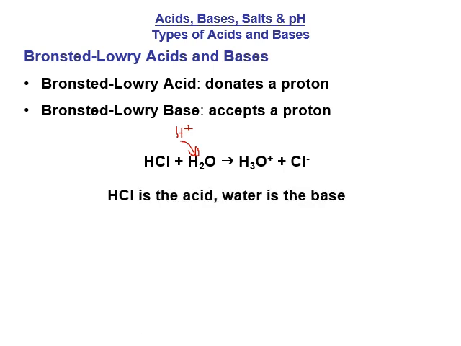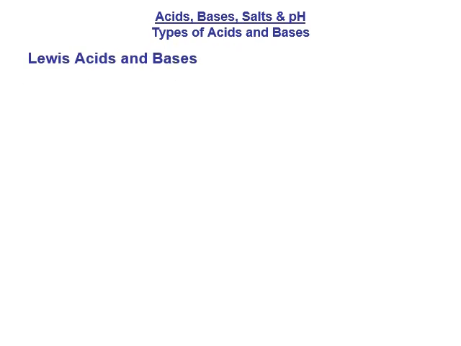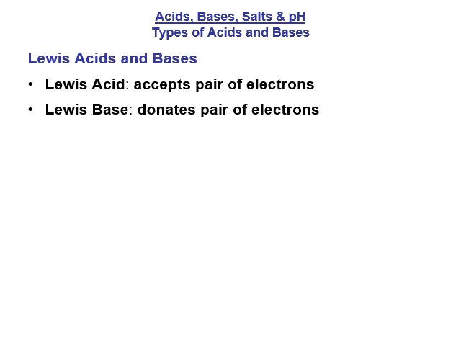Okay, so that's the definition of a Bronsted-Lowry acid and base. Lewis acids and bases look at donating electrons and accepting electrons. So a Lewis acid accepts a pair of electrons. A Lewis base donates a pair of electrons.